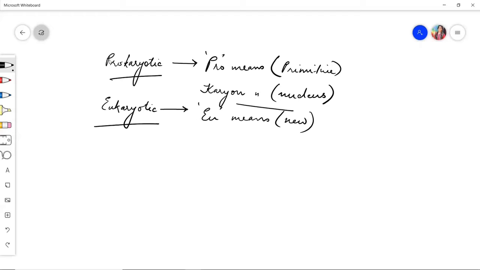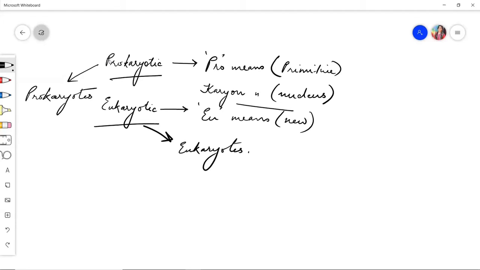What are prokaryotic cells? Prokaryotic cells are the ones that lack a well-organized nucleus. Organisms composed of prokaryotic cells are commonly referred to as prokaryotes. And the cell that has a well-organized nucleus is known as a eukaryotic cell. Organisms made up of eukaryotic cells are known as eukaryotes.